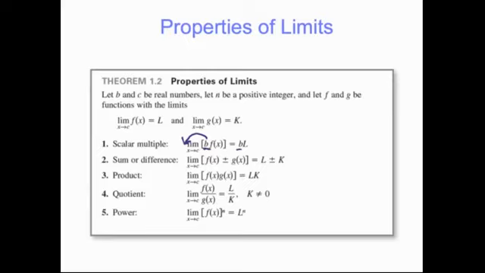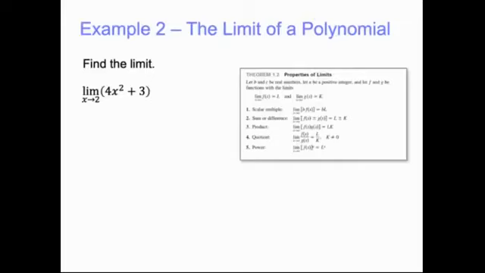The last property that we want to look at is the power property. This property says that the limit as x approaches c of f of x raised to the n is equal to the limit as x approaches c of f of x, raised to the n. Now let's practice using those properties. In example 2, we're asked to find the limit as x approaches 2 of 4x squared plus 3.